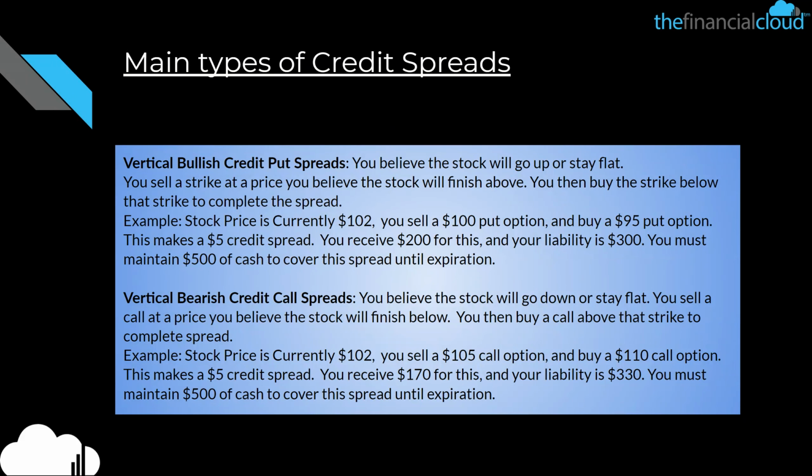So you believe the stock is going to go down or at least stay flat. So you sell a call at the price you believe the stock will finish below. You then buy a call at a strike above that strike to complete the spread. So an example, stock price is currently $102. You sell a $105 call option and then buy a $110 call option to cap that. That makes a $5 credit spread. You receive, for example, $170 for this, and your liability is then $330. You must maintain $500 worth of cash to cover the spread until expiration.